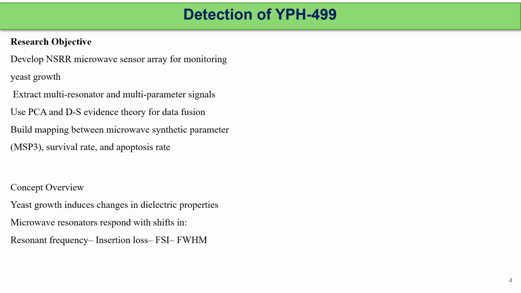The key idea is that yeast growth affects dielectric properties, which leads to measurable changes in resonant frequency, insertion loss, FSI, and FWHM. Finally, we build a mapping between a synthetic microwave parameter MSP3 and biological indicators such as survival and apoptosis rates.